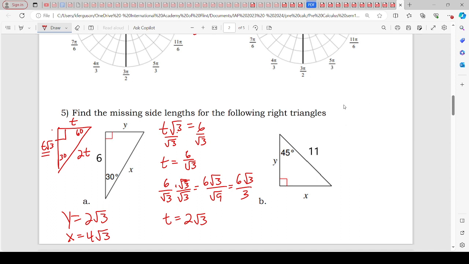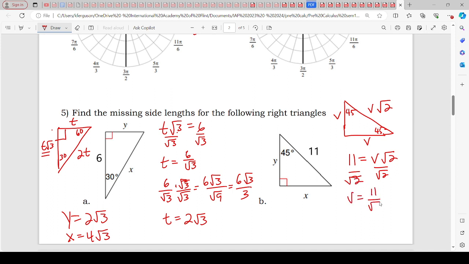Now this triangle, 45, 45, 90. Give me another letter, Prince. Okay, so these two sides are V, and this side is V times the square root of 2. I look at what I got: I got 11 in that spot. So 11 equals V times the square root of 2. Then I divide both sides by the square root of 2, and I get V equals 11 over the square root of 2.